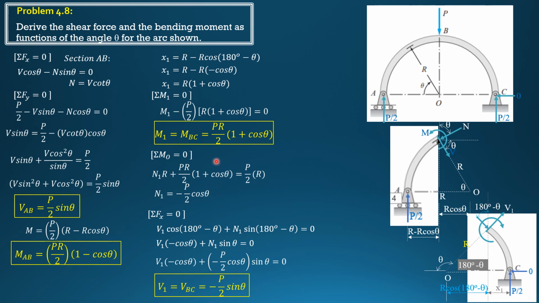So I hope that you're able to follow the solution, especially the trigonometric simplifications of these equations here. So that's it for this problem.